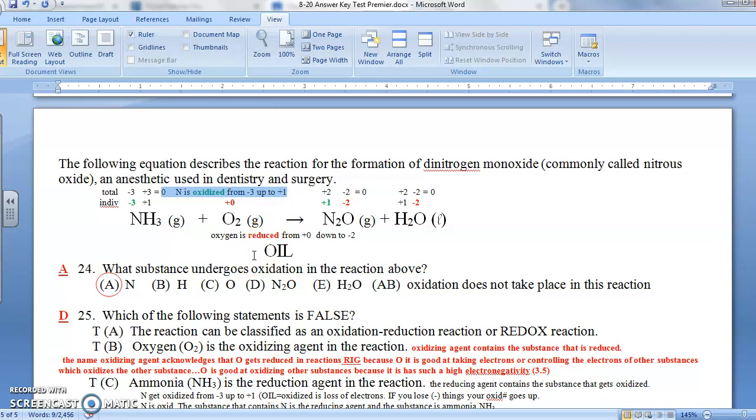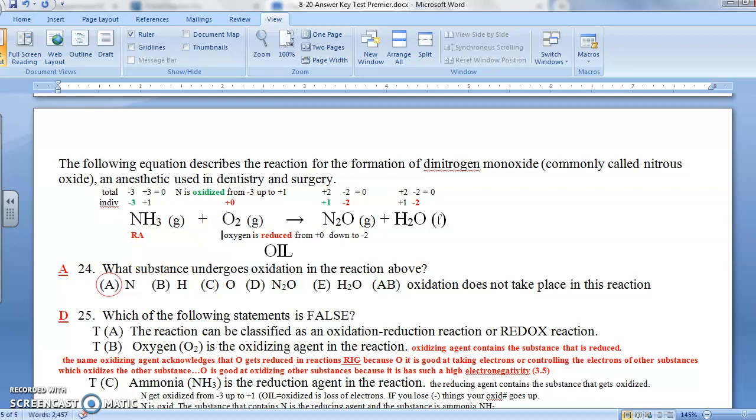That's what oxidation is called. Nitrogen is oxidized. So what substance undergoes oxidation? The nitrogen does. If nitrogen is being oxidized here, that means this compound, the substance that contains the thing being oxidized, is the reducing agent.